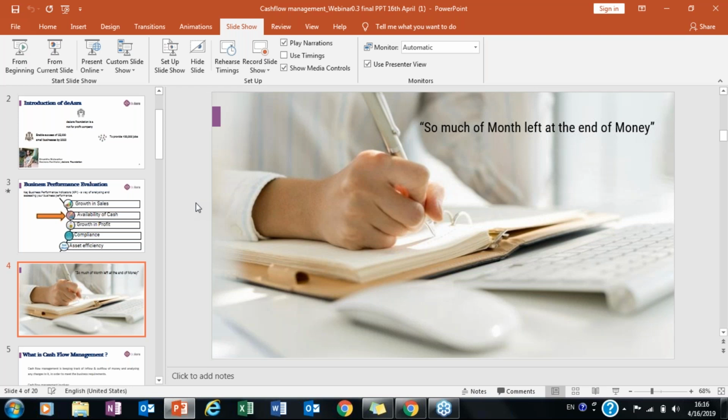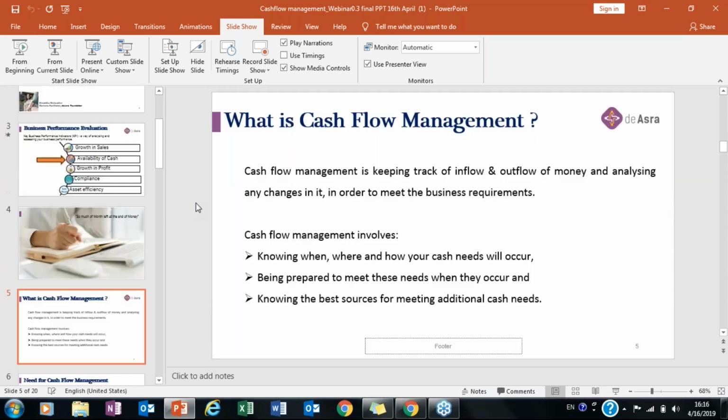So when we say that so much of month is left at the end of the money, it can also be that your money is stuck with your debtors and is going to be received in 90 days. But to survive in those 90 days, you need to have enough cash to do the other activities. So today we're going to see how to manage your cash flow and how to efficiently do your business without having any problems.